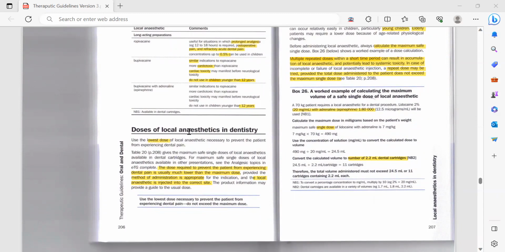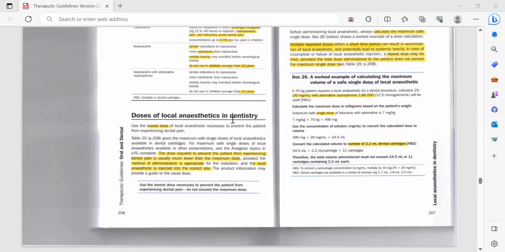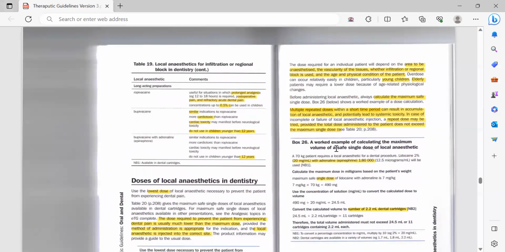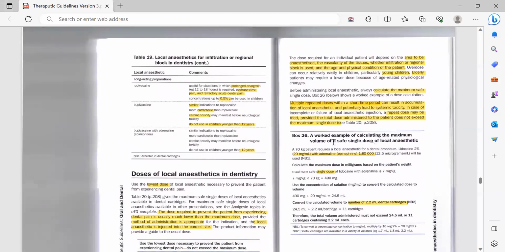Then how you need to calculate the doses of LA in dentistry. The dose required to prevent the patient from experiencing dental pain is usually much lower than the maximum dose, provided the method of administration is appropriate. If you use the correct LA and inject it into the correct site, then you would get the patient out of pain very quickly.